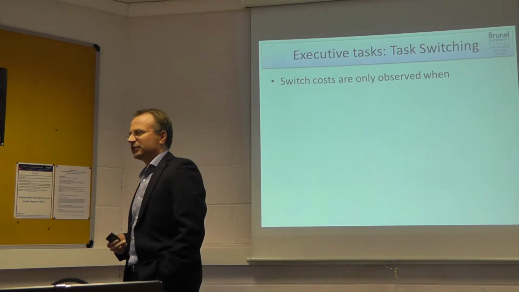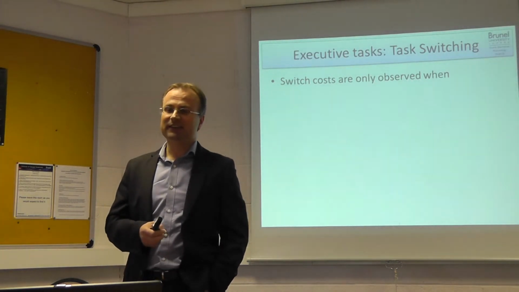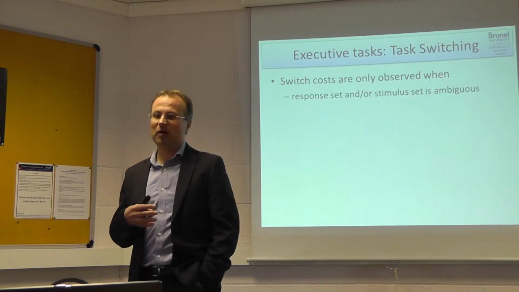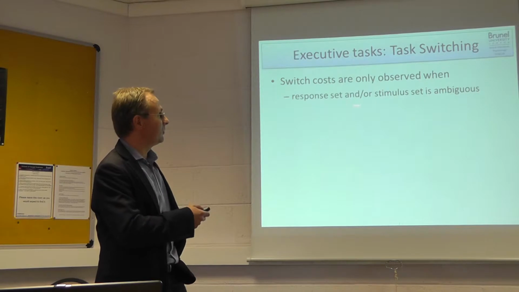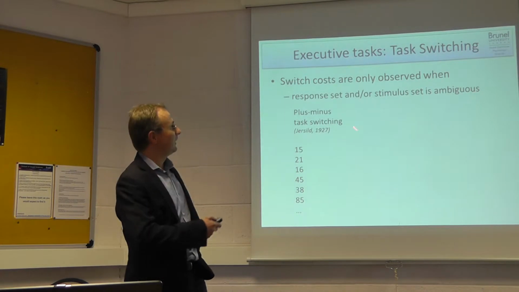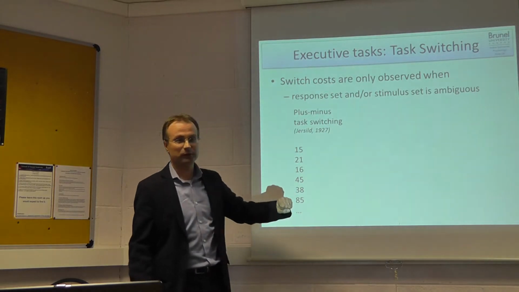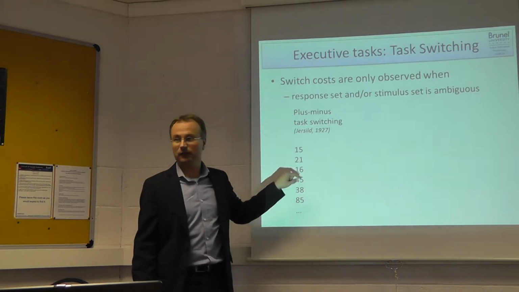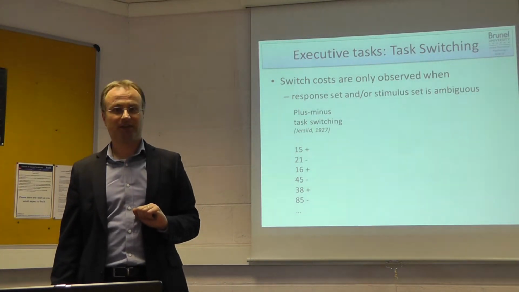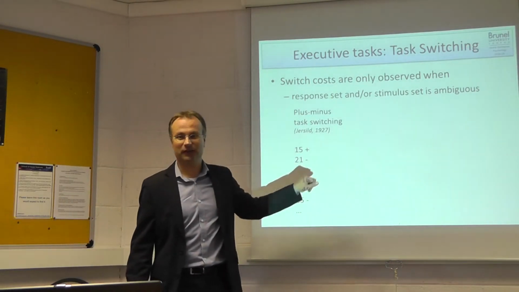And there's something peculiar about the task switching paradigm. And that is that these switch costs are only observed when there is some ambiguity either in the response set and or stimulus set. I will explain in a moment what that means. So in the original Jersey study, people got such a list of numbers and were required to add 3, subtract 3, add 3, and so forth. And then you observe switch costs. Do that, and it disappears. Just add the direct task.